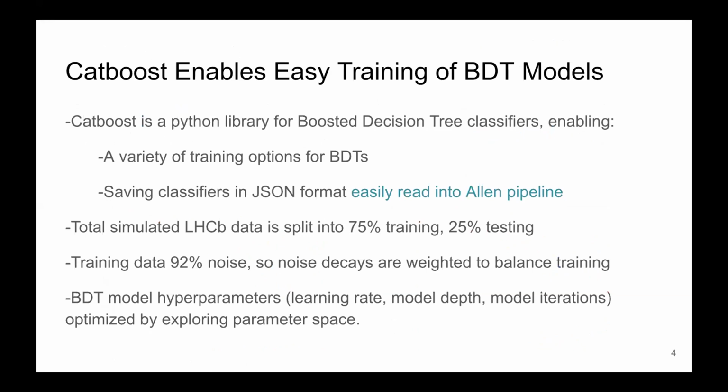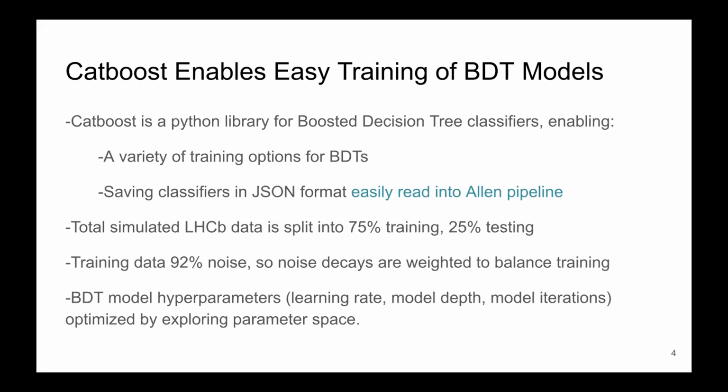These models are all boosted decision tree models, and the Python library that we're using to train these BDT models is called CatBoost. The reason that we're using CatBoost is that it has most of the basic training options for getting good BDT models. The bigger reason is that it can save classifier weights in this JSON format, which is easily read into the Allen pipeline, which is useful for implementing these models later on.